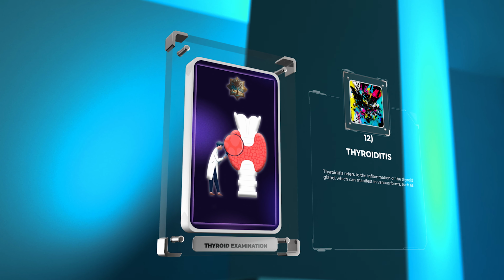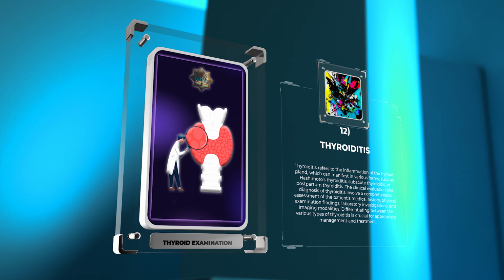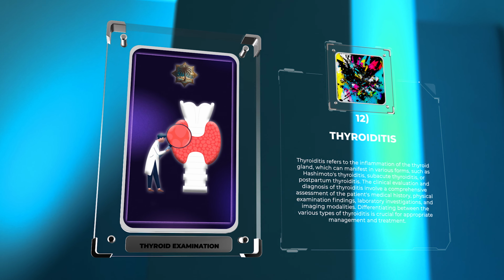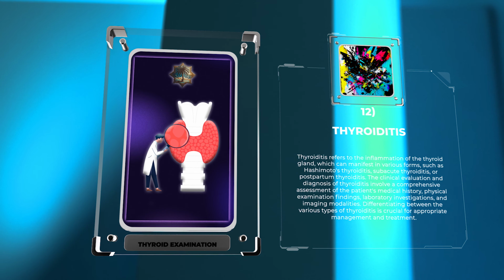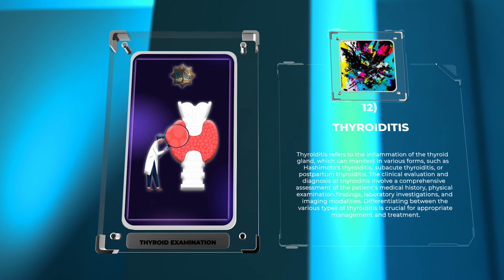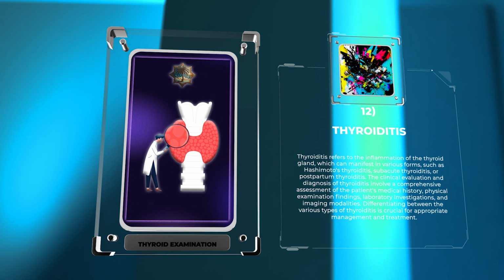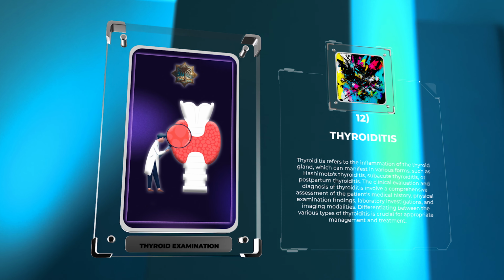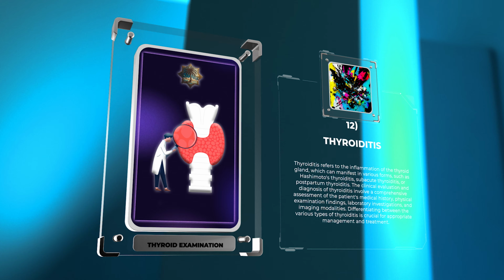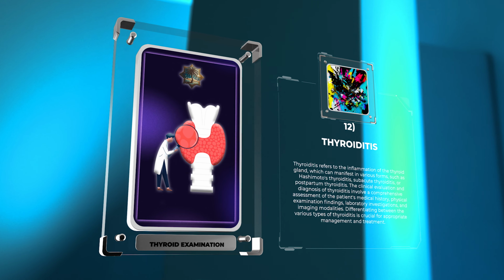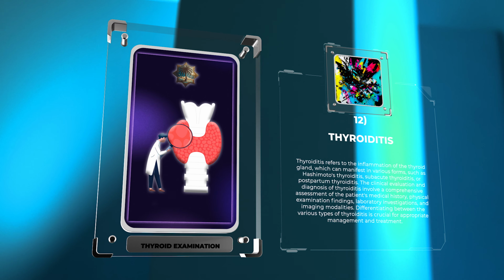Thyroiditis refers to the inflammation of the thyroid gland, which can manifest in various forms, such as Hashimoto's thyroiditis, subacute thyroiditis, or postpartum thyroiditis. The clinical evaluation and diagnosis of thyroiditis involve a comprehensive assessment of the patient's medical history, physical examination findings, laboratory investigations, and imaging modalities. Differentiating between the various types of thyroiditis is crucial for appropriate management and treatment.